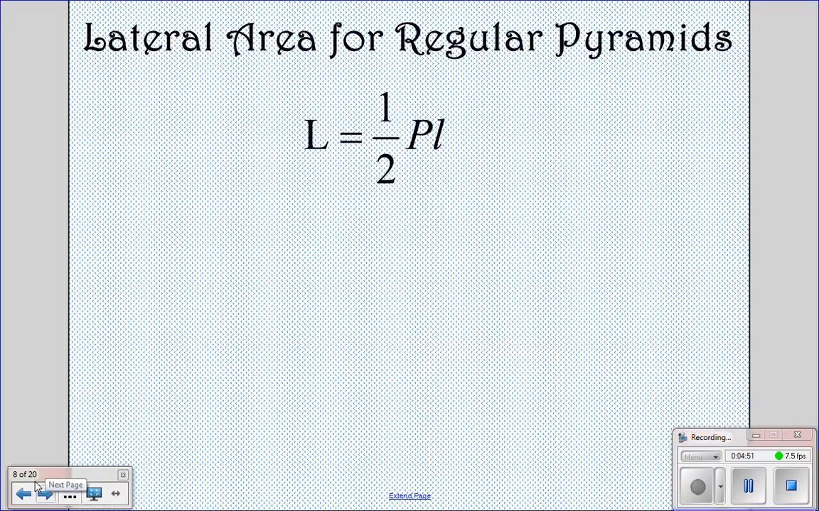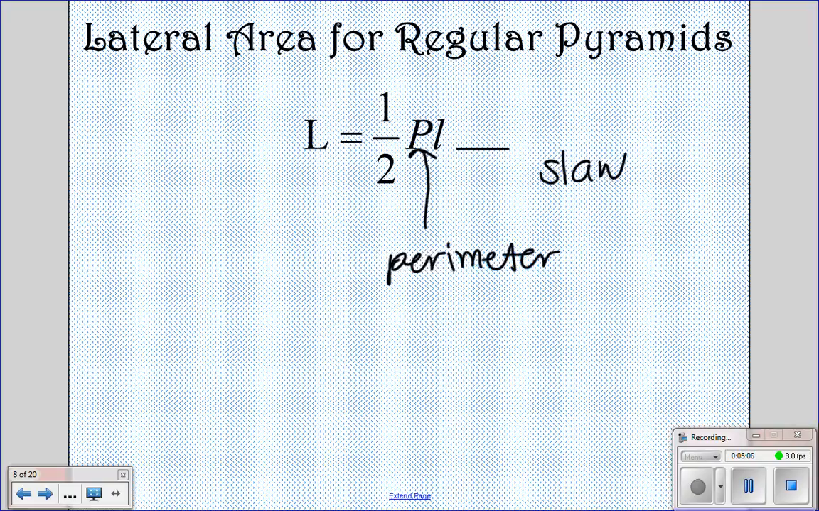The lateral area for regular pyramids is 1/2 PL. This P is perimeter, and the L is the slant height. Okay, so P is the perimeter and L is the slant height. That's the lateral area for regular pyramids.